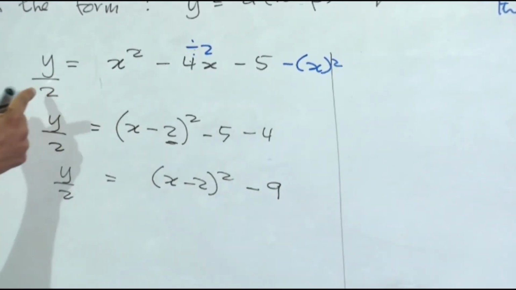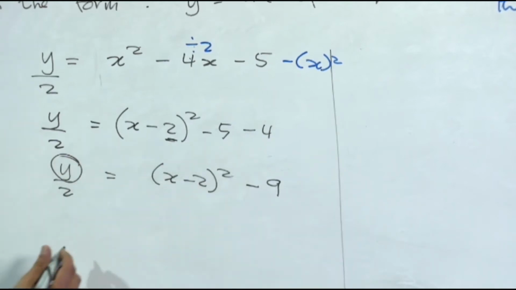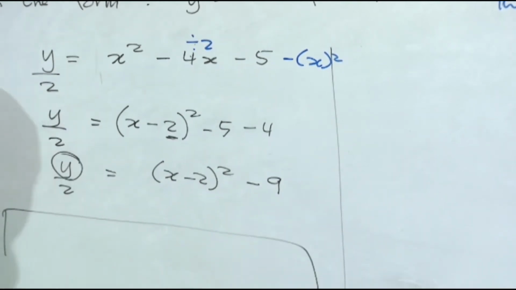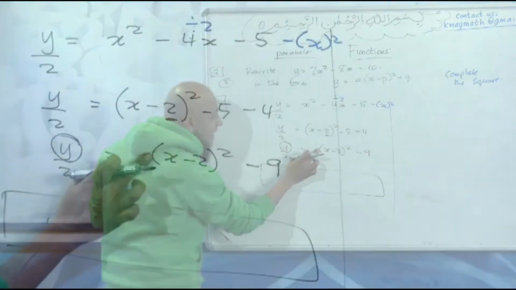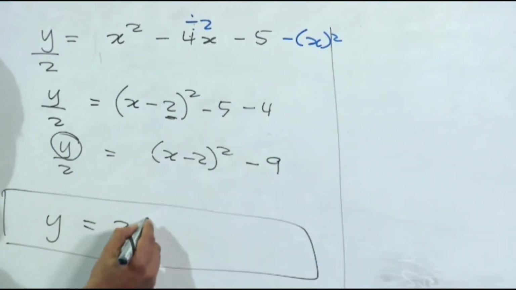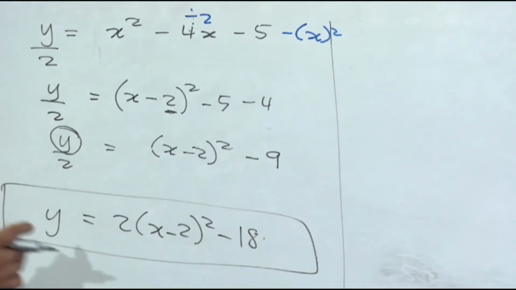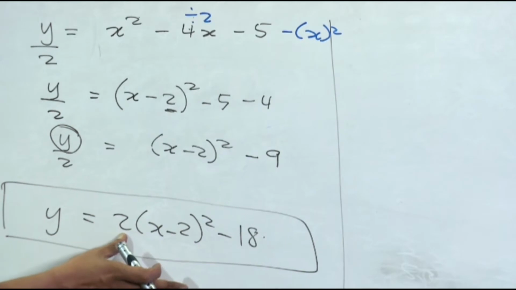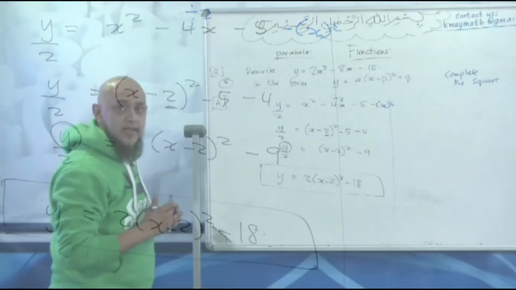Now, what you divided by 2 in the beginning, you only want y in your final answer. So now you multiply everything by 2. Your final answer here will be y is equal to, you're going to multiply this by 2, multiply that by 2, multiply that by 2. So you're going to have 2 into (x minus 2) squared minus 18. And there we go, our a value, our p value: a is equal to 2, p is equal to 2, q is equal to negative 18.